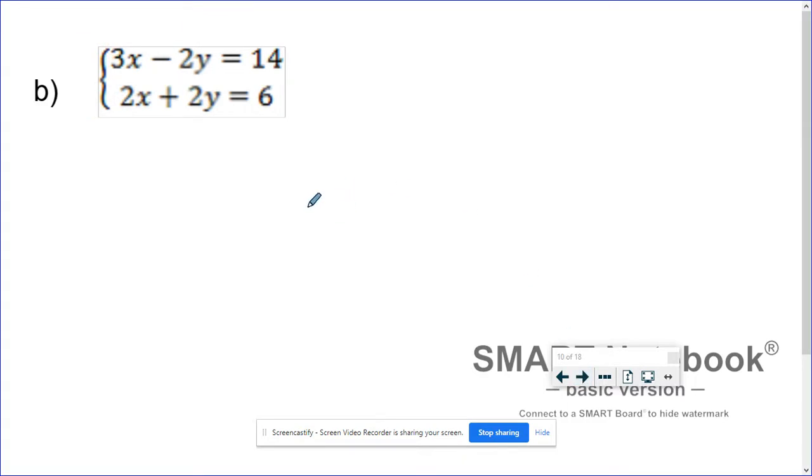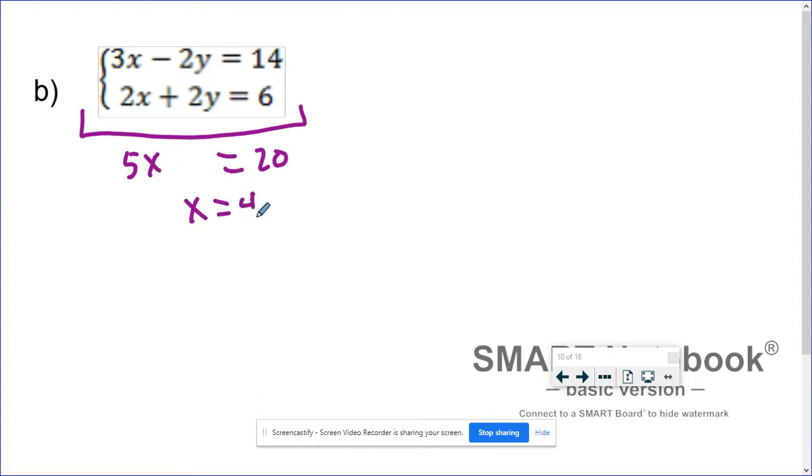Very similar here. Add these two equations together. 3x plus 2x is 5x. Negative 2y plus 2y is 0, so they're gone. Plus 6 is 20. Divide both sides by 5 and you get x is equal to 4.